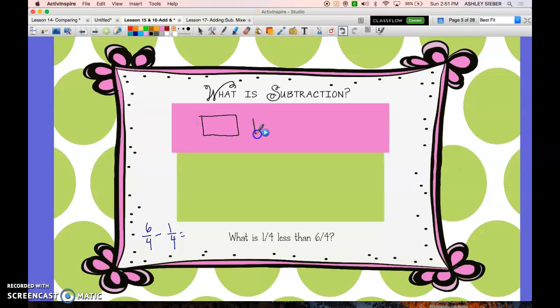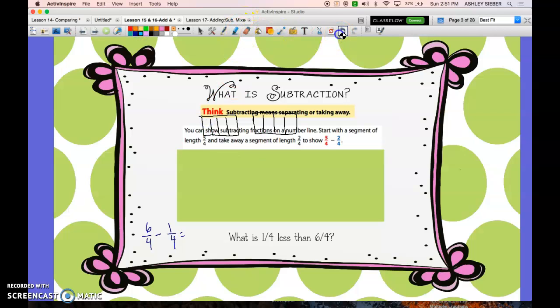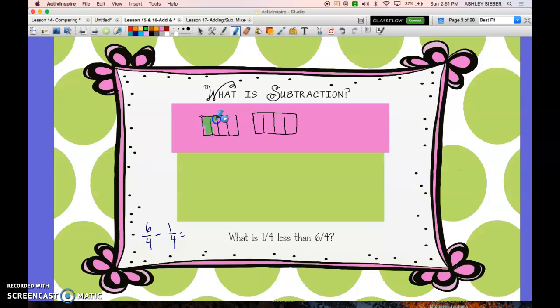I'm going to start with my picture in the pink. I'm going to show 6/4, cutting each whole into fourths since my denominator is 4. I'm going to color 6. 1, 2, 3, 4, 5, 6. And then I'm going to take away 1/4. So I'm going to mark out 1/4. And I can see that I have 1/4, 2/4, 3/4, 4/4, 5/4 left over. So 6/4 minus 1/4 is 5/4.